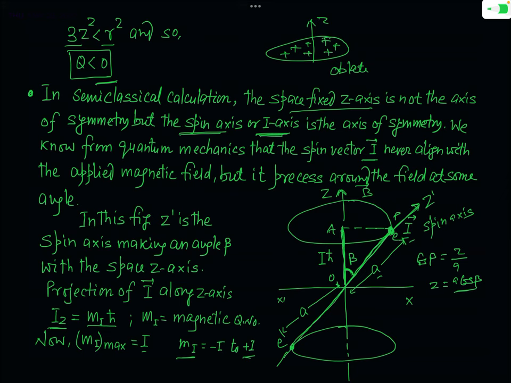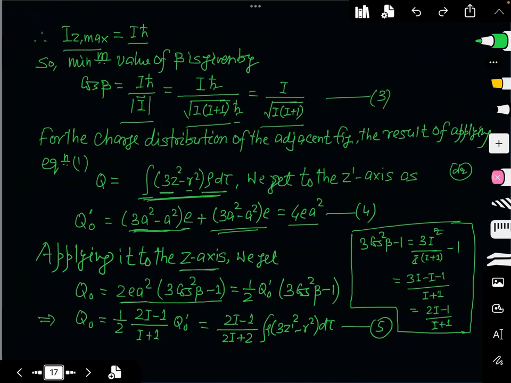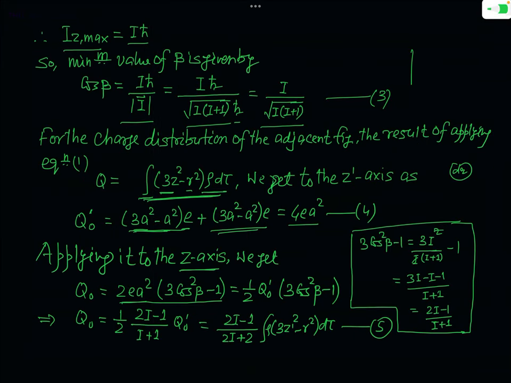Okay, so for the first proton, what we will write? See here, I am just writing it. This will be 3 z square. Z square means what? You have seen this is a square cos square beta, minus what? Minus r square, so that will be equal to a square, and charge of the proton, this much. Again, for the second proton, this will be again 3a square cos square beta minus a square into e.